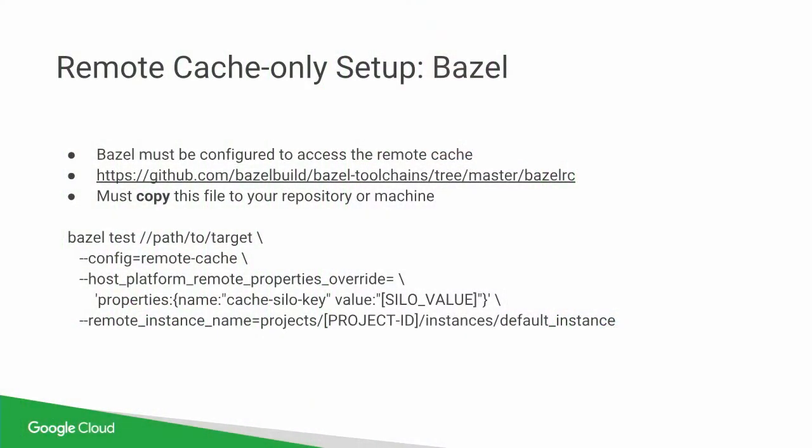At a very high level, once you've done that, you can say, OK, we're going to specify this remote cache configuration that's defined in the Bazel RC. You can see this host platform remote properties override flag that you have to set. It's a very, very verbose flag name, but it describes what it does. It says, well, we're describing the local system, but we want you to pretend that it's like the remote system so that you can set a remote cache value. So you put your cache silo key in there. You can actually do this through your workspace, through workspace platforms, but you can also do it on the command line like this.